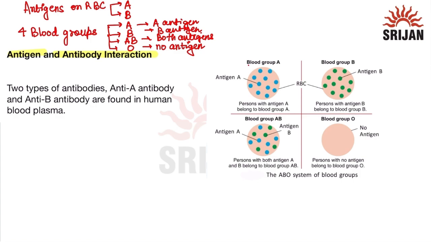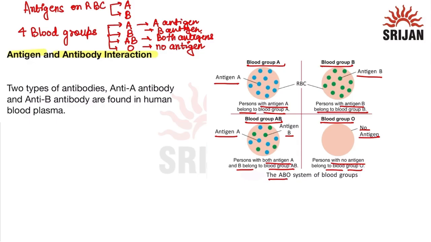So we can see in this figure also that persons with antigen A belong to blood group A, so the RBC has antigen A. Persons with antigen B belong to blood group B. Blood group AB will have both antigen A and B. And persons with no antigen belong to blood group O, so no antigen will be present. This type of system in human beings is known as the ABO system of blood groups.